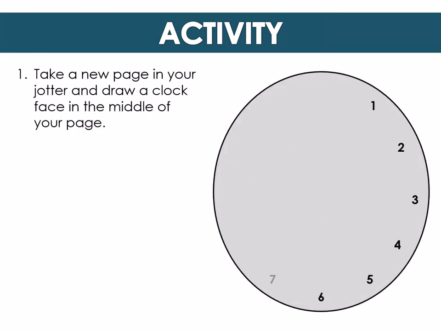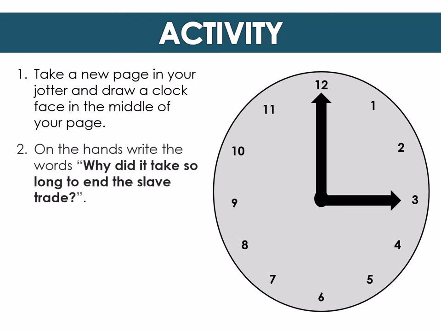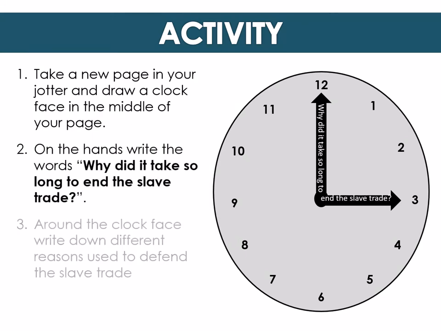Now, our first aim, as I said today, was to describe why it took so long to abolish the slave trade. Now, what you can do is take a new page in your jotter and draw a clock face in the middle of your page, just like the one on the right hand side. On the hands, you're going to write, why did it take so long to end the slave trade?